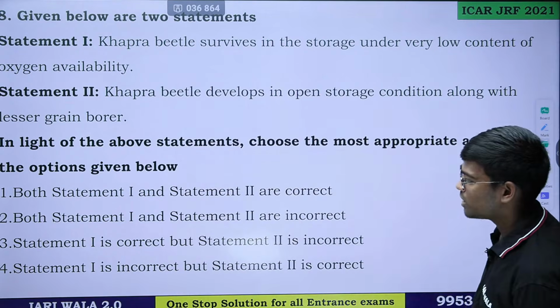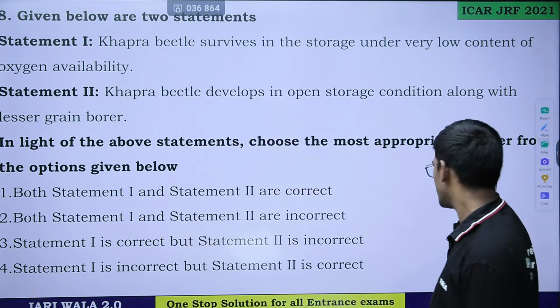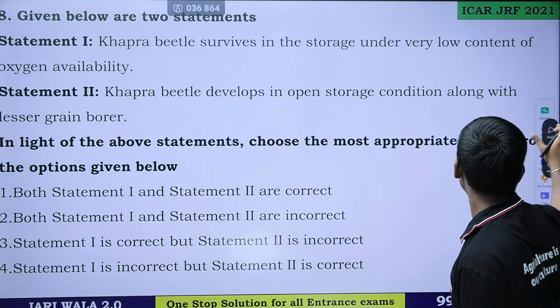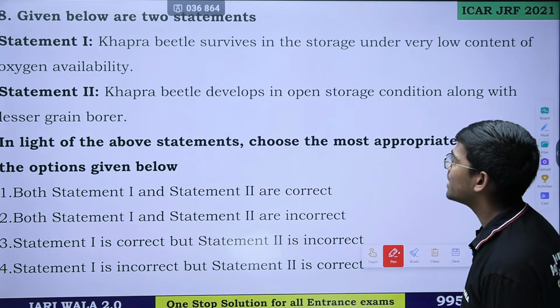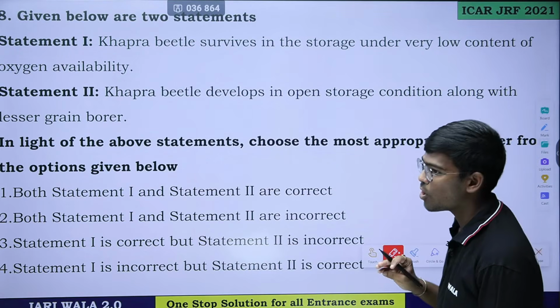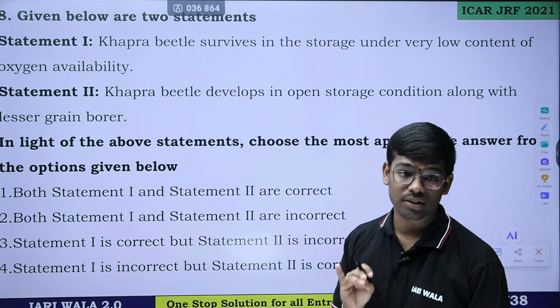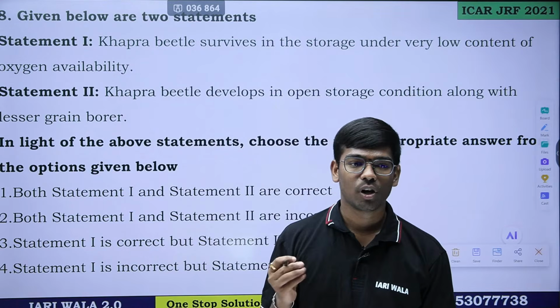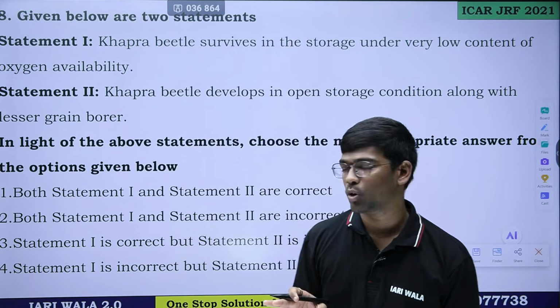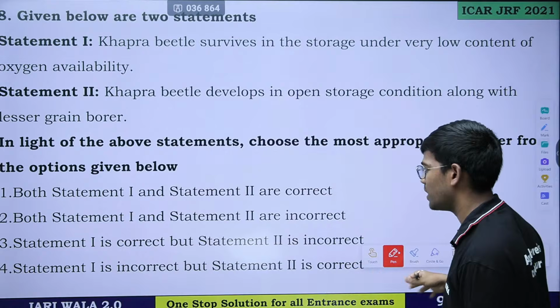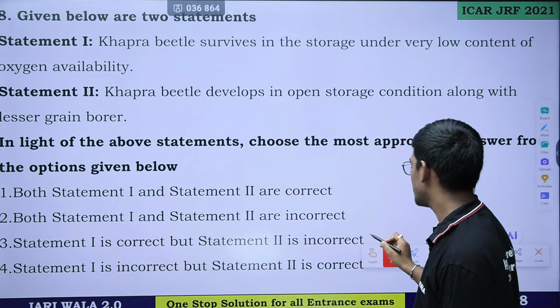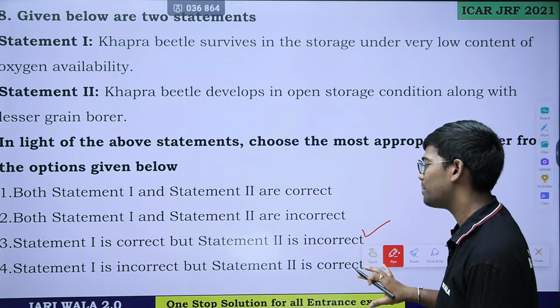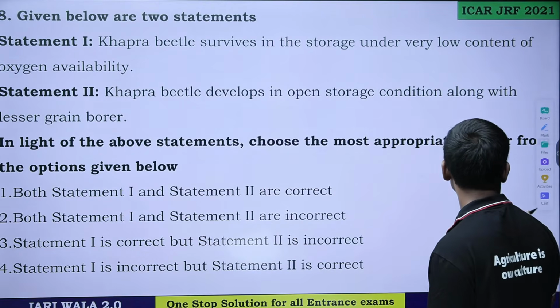Yes, option 3: statement 1 is correct, but statement 2 is incorrect. Yes, it's the correct option. So Khapra beetle survives in low moisture conditions and low oxygen conditions. But it will not be associated with the lesser grain borer or some other pest. It will occur individually. So the third option is correct, that is, statement 1 is correct, but statement 2 is incorrect.